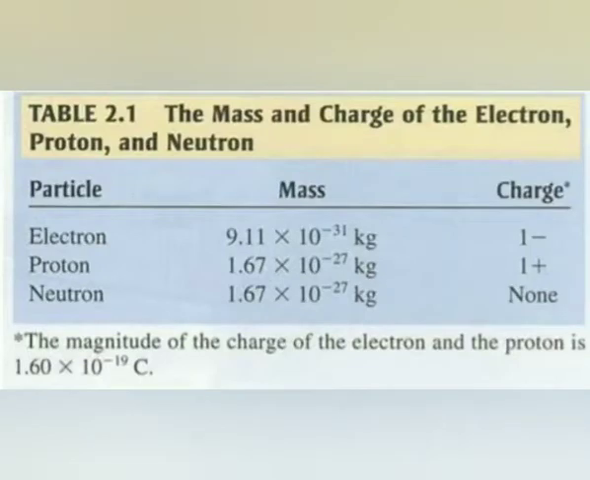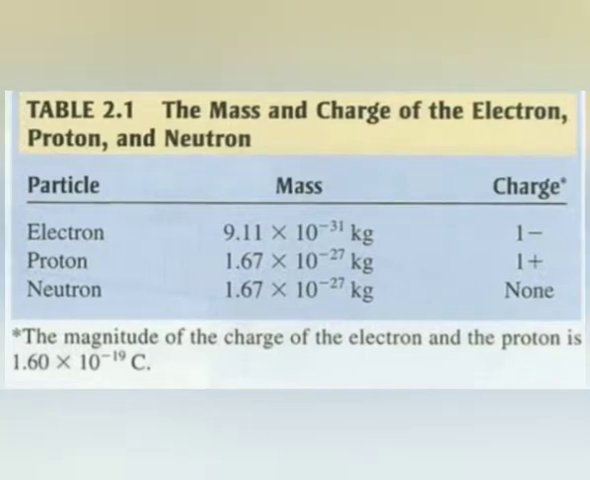Along with that, the charges on the electron, proton and neutron: the electron is negatively charged, -1, the proton is positively charged, +1, and the neutron has no charge, that is 0. The masses of the electron, protons and neutrons are: electron has 9.11 into 10 to the power minus 31 kilogram. Proton's mass is 1.67 into 10 to the power minus 27 kilogram, and similarly the neutron also has a similar mass, 1.67 into 10 to the power minus 27 kilogram. So the masses of proton and neutron are approximately equal, and electrons are the lightest particles inside the atom.